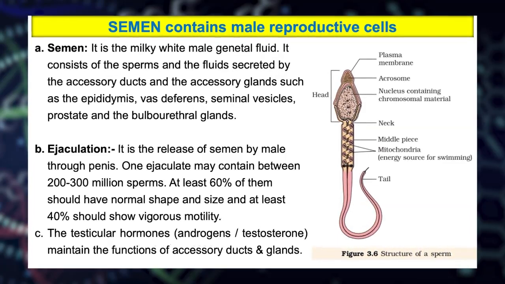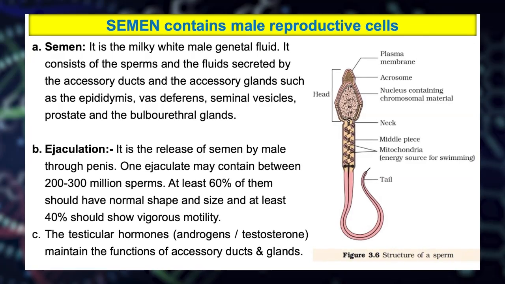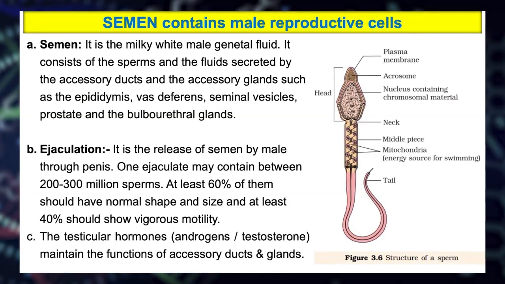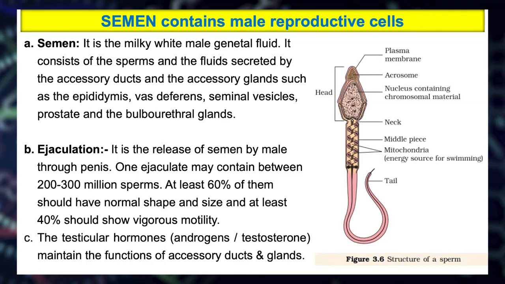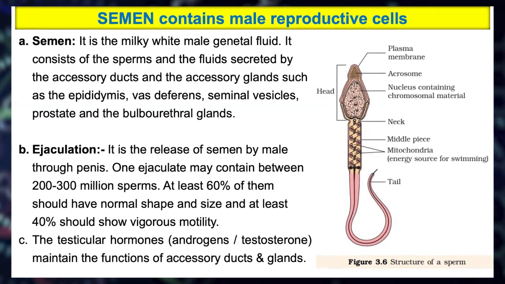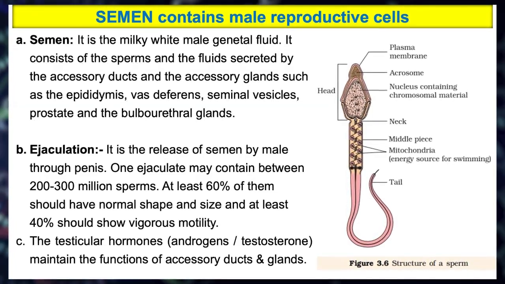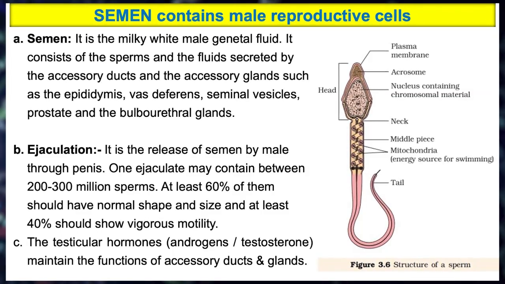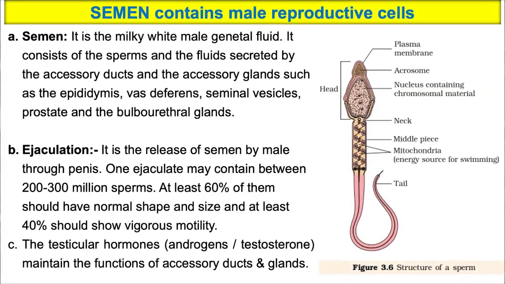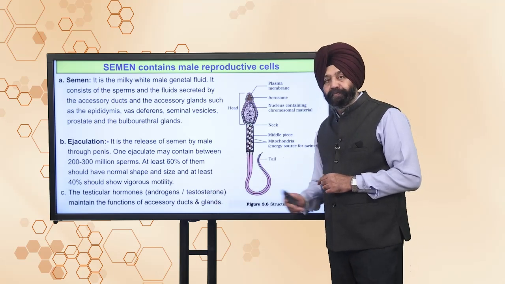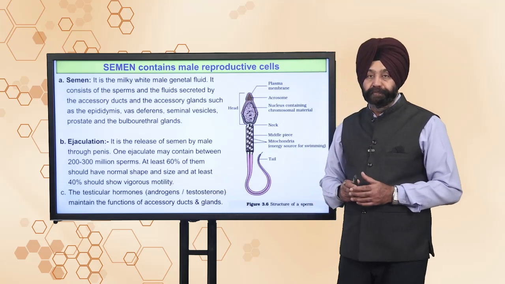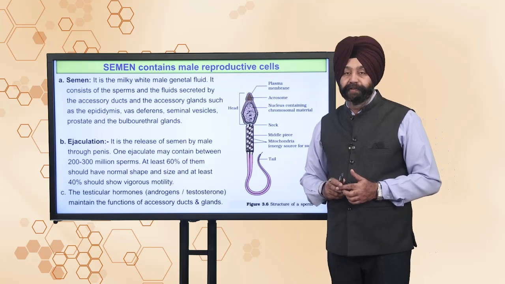Now let us see ejaculation. It is the release of semen by the male from the penis. One ejaculate contains between 200 to 300 million sperms. Out of these, at least 60% should have normal shape and size, and this is the normal shape and normal size. Out of that, at least 40% should be vigorous in motility, then only they will help in fertilization. The testicular hormones, that is androgens or testosterone, maintain the function of accessory ducts and the glands.